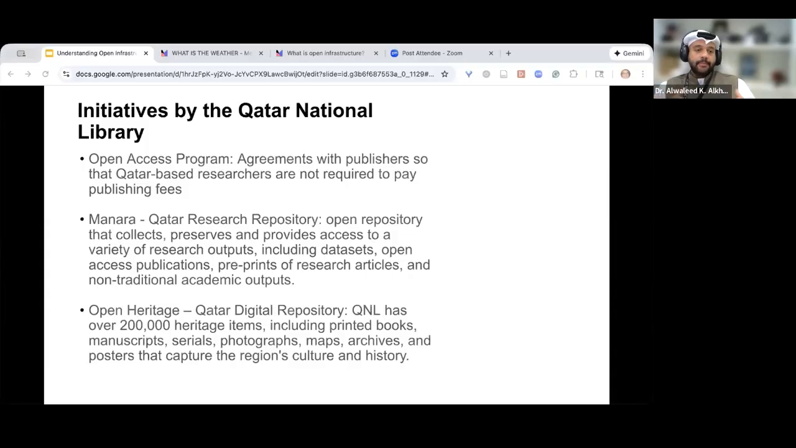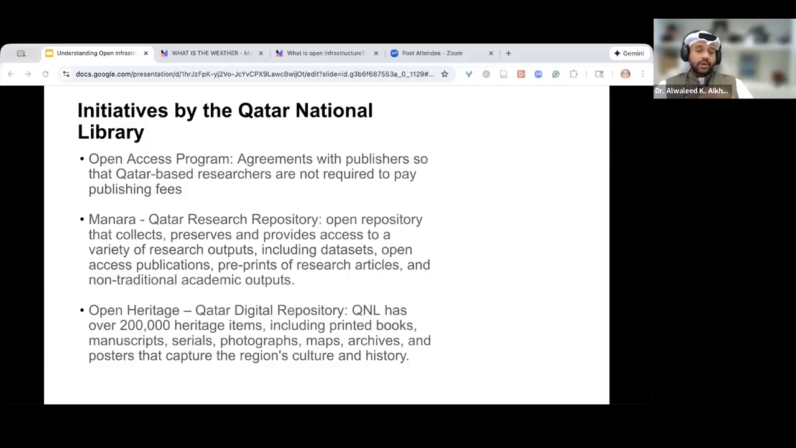So at Qatar National Library, we have an open access program. We have different agreements with publishers so that Qatar-based researchers are not required to pay publishing fees. We're trying to address a critical issue when it comes to open access publishing, which is that authors don't have enough funding. Of course, open science isn't just open access; it's much bigger.